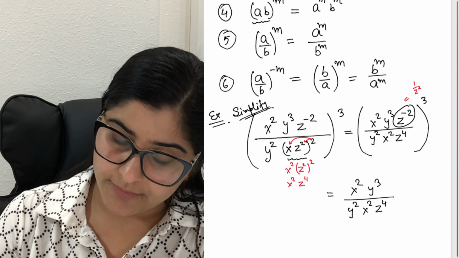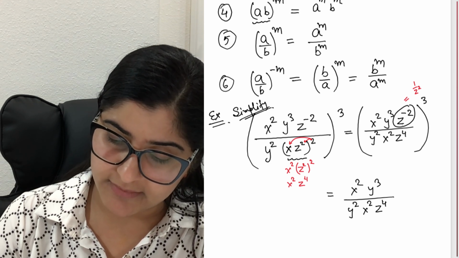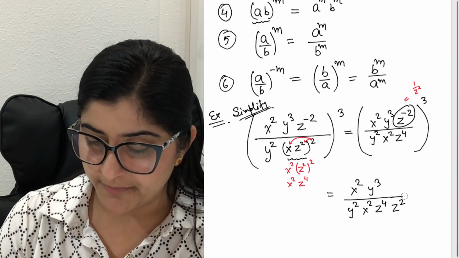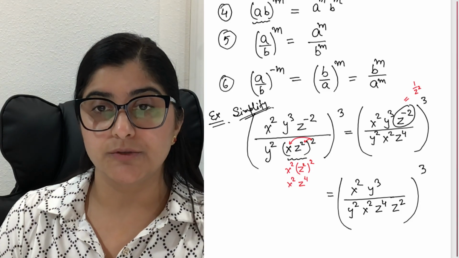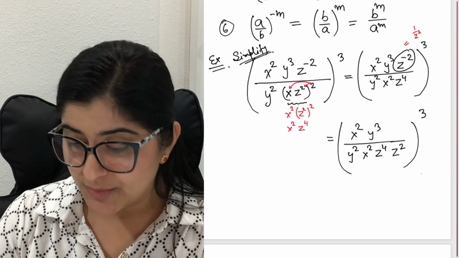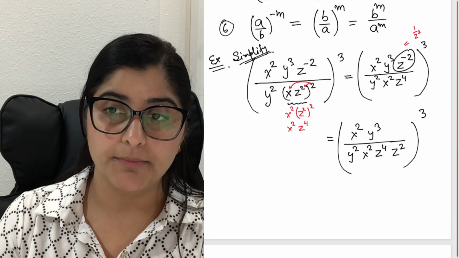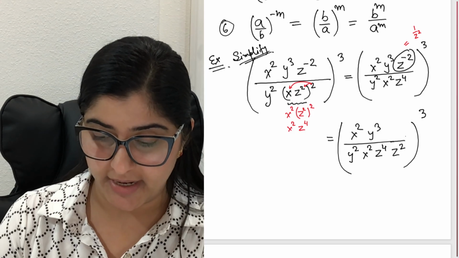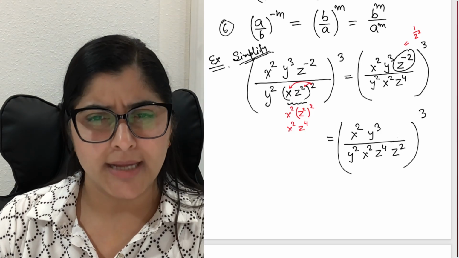Now when you change this negative exponent to positive, z will go in the denominator and we have z to the power 2. And now there is a bracket and there is a power 3 on the bracket. Now what to do? Before I distribute this, you can distribute the power 3 inside the bracket. It belongs to everything that is inside the bracket. But before I do so, I want to combine the terms.